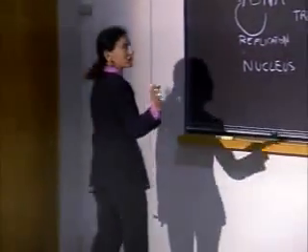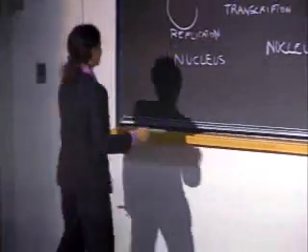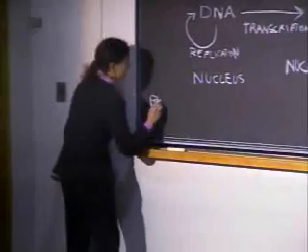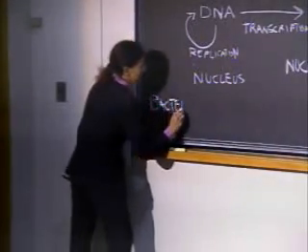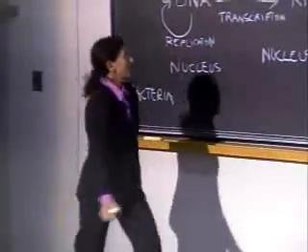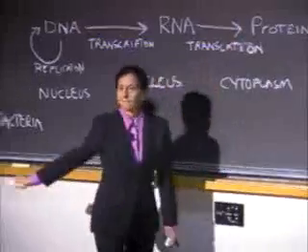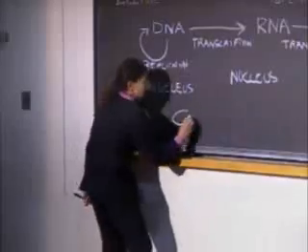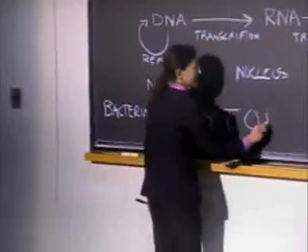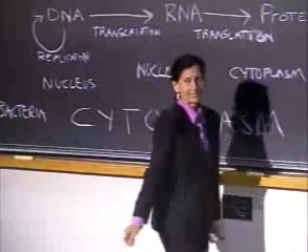Okay, you've just described where these processes occur in a eukaryotic cell. Let's say you're a bacterium. In bacteria, where does replication, transcription, and translation occur? Where? Cytoplasm. Okay, so now we've made bacteria look very simple. But they're not that simple.